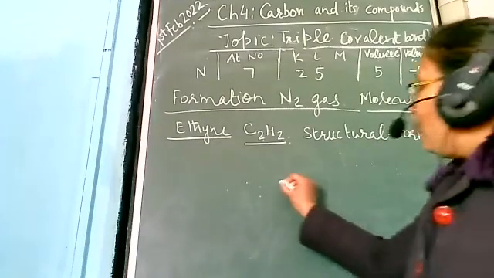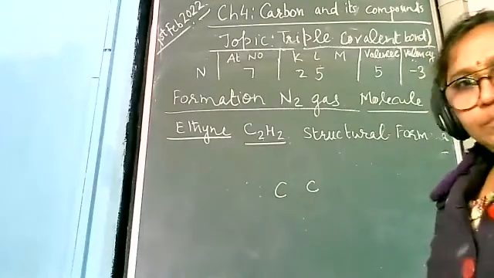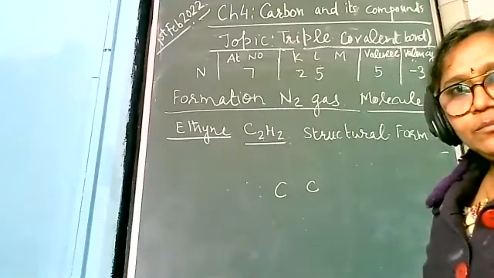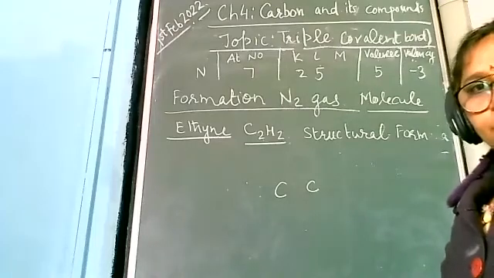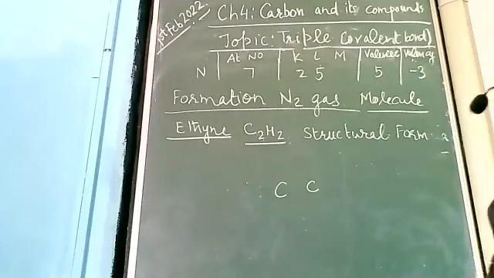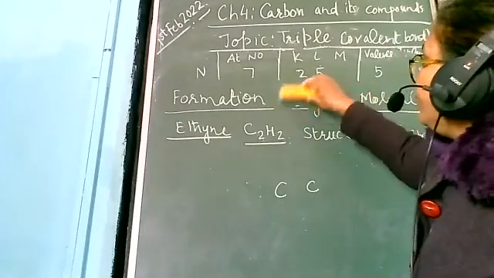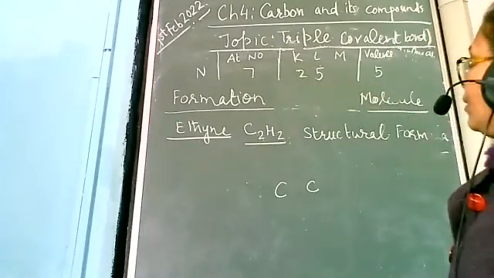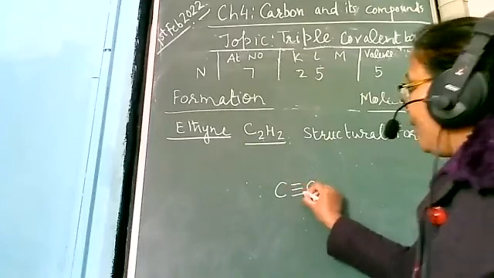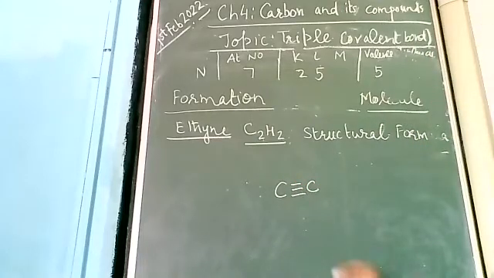If I write, how would I write? C double bond C. Triple bond between carbon atoms. Very good. Triple bond between carbon atoms, with one H on each carbon, CH and CH.